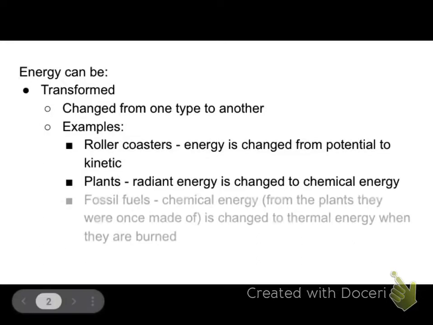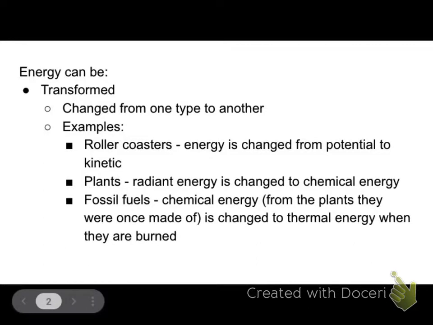And then one that we don't often think about is fossil fuels. Fossil fuels are formed from the remains of once living organisms that have been buried, and then over time, pressure and heat from the earth can help to change those into fossil fuels like oil, natural gas, and coal, which still have the chemical energy of the plants that they were made out of. Now, when we burn those, then we get thermal energy.